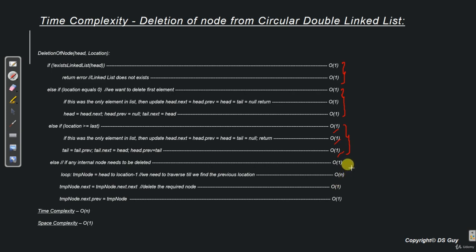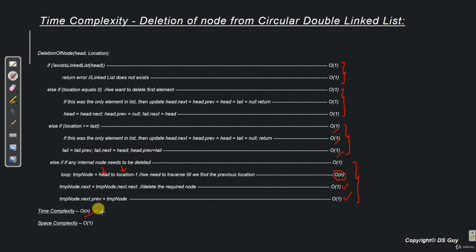Now if we want to delete any node apart from the first and last node, then we have to run a loop which starts from head and goes till location -1. In the worst case, we might have to travel almost the entire linked list. So this will take order of n time. Once we know the location, after that we have to update some reference variables which will take constant time.